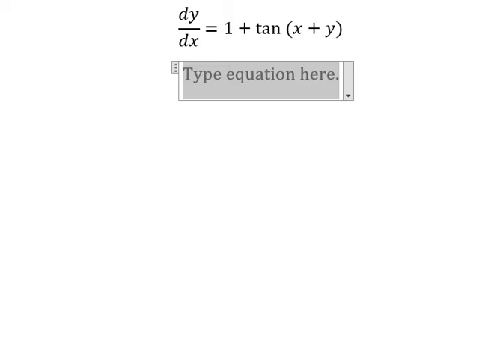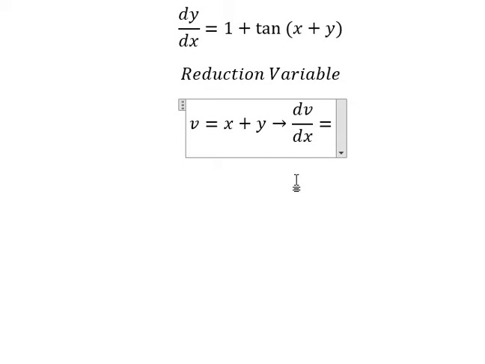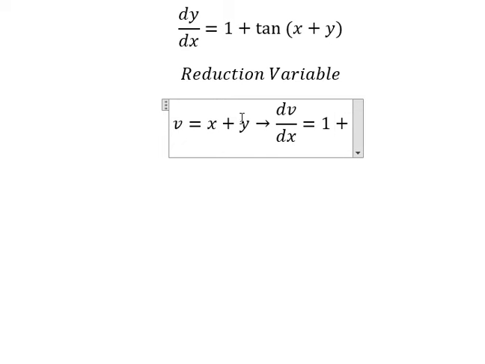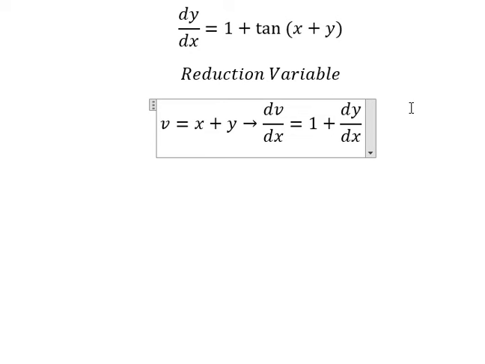We can use reduction of variable. So I will put v equals x plus y. So if I do the first derivative for both sides, you get dv over dx. First derivative of x, you get 1. First derivative of y, you get dy over dx. Because we don't have number 1 in here, I will put number 1 to the left.